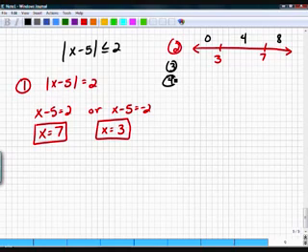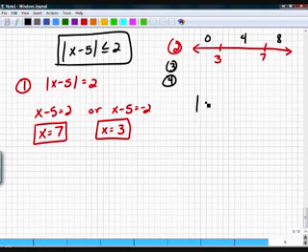Plug them in, see if they work. Good. Here's where we're plugging it in. Plug it into your original inequality. Absolute value of x minus 5 is less than or equal to 2. What's the first number we're trying? So take out the x, put a 0.